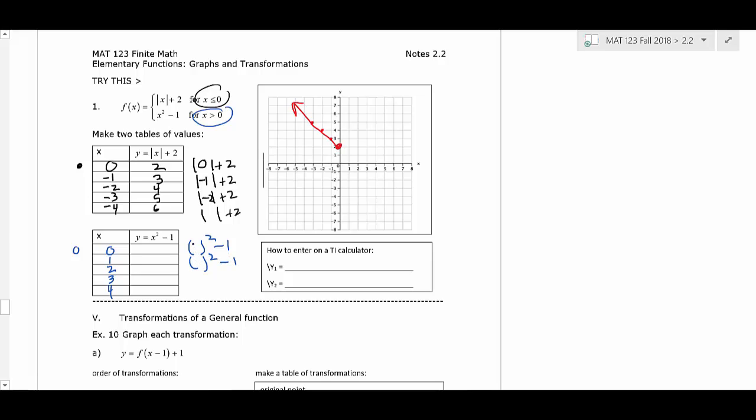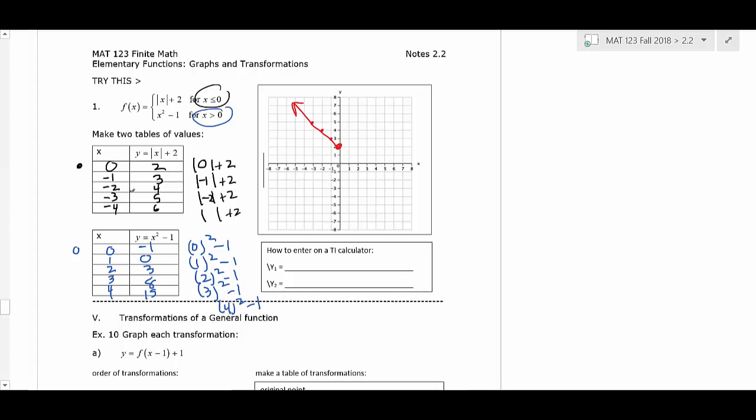Okay, so the first one, 0 squared minus 1 is -1. 1 squared minus 1 is 0. 2 squared minus 1 is 3. 3 squared minus 1 is 8. And then 4 squared minus 1 is 15. 16 minus 1. That's out of range, but that's fine. Okay? So that's the arithmetic you should get.